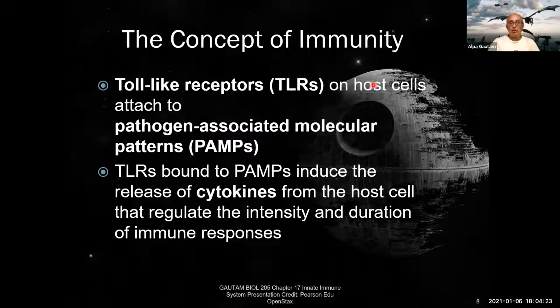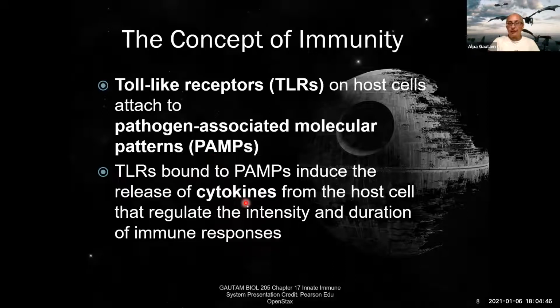So toll-like receptors are on host cells, which is mostly the immune cells. And what these receptors do is they attach to pathogen-associated molecular patterns, so PAMPs. PAMPs are just what it says there: molecules sticking out from the cells that these toll-like receptors bind to.